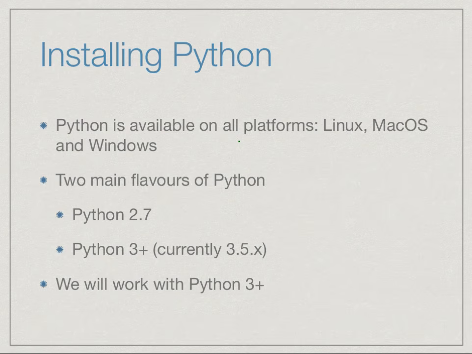Now, one of the small complications with Python is that there are two flavors or two versions of Python which are commonly found. There is an older version called Python 2.7 and there is a newer version called Python 3, and Python 3 is the one that is being actively developed. Python 2.7 is more or less a static version, and currently Python 3 has the version 3.5.2 or something like that. There's not much difference whether you're using 3.5 or 3.4, but there are differences between 2.7 and 3. And for the purpose of this course, we will work with Python 3.